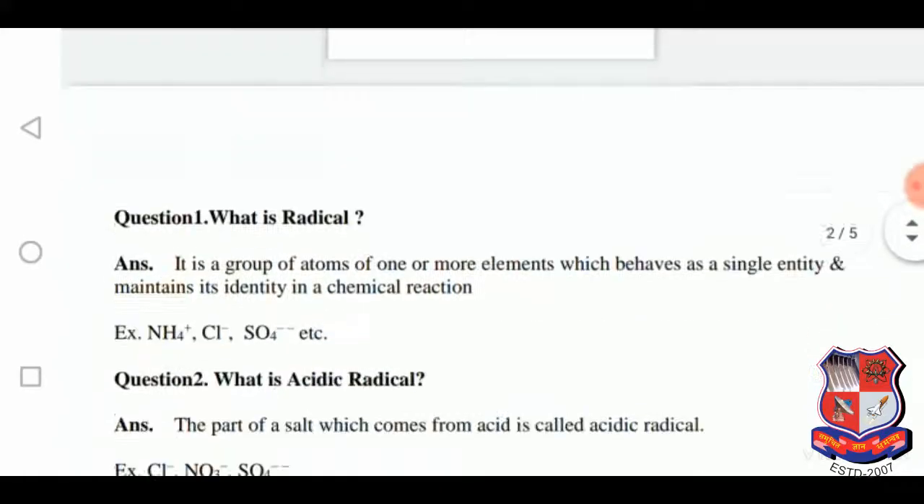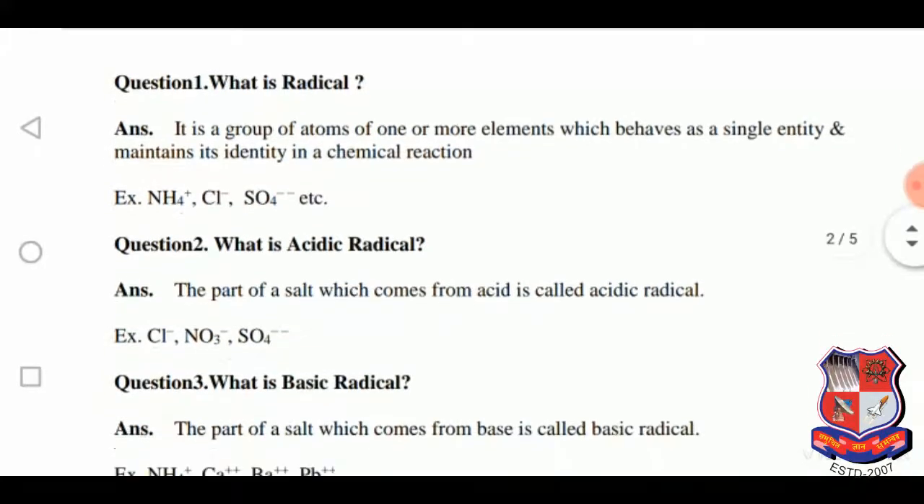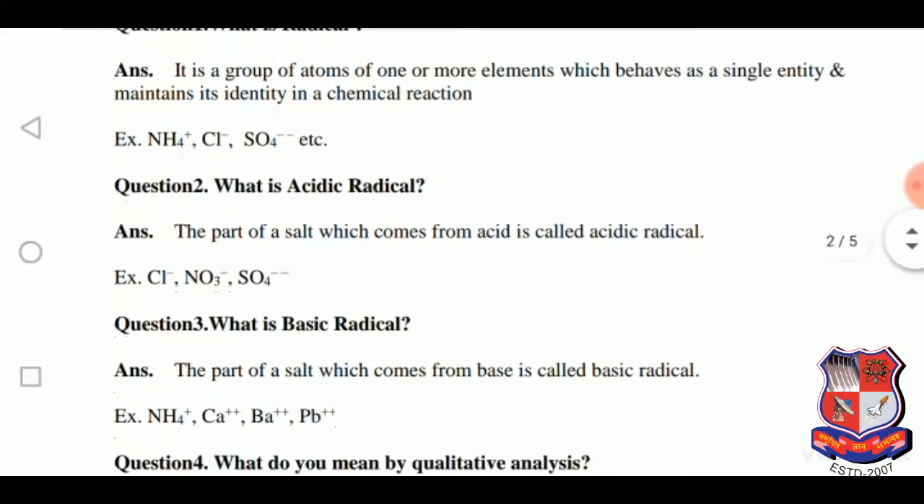The other questions like what is radical? It is a group of atoms of one or more elements which behave as a single entity and maintains its integrity or identity in a chemical reaction. Examples are ammonium ion, chloride ion, sulfate ion.